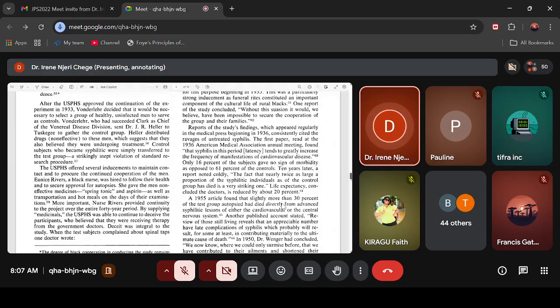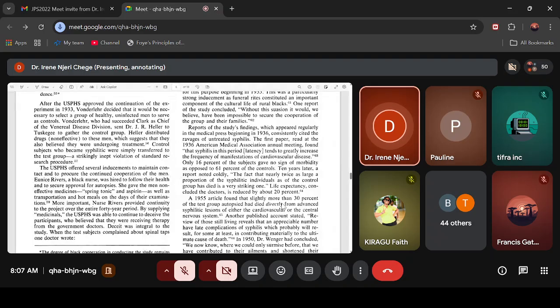Then the body offered several inducements to maintain contact and to procure the continued cooperation of the men. So they cheated them. Like I tell you, participate in my study, then I'll be giving you enough money for food. I already know you're very poor, so every day I'll give you shopping. Obviously, you'll keep coming. So what else did they do to cheat this population? They hired a Black nurse, someone called Eunice Rivers, to secure approval for the autopsies. You see, so first of all, maybe they're not educated, they're believing they're being treated, and we're just lying to them, just sign here. It's not that when you die, pick your blood and your samples.